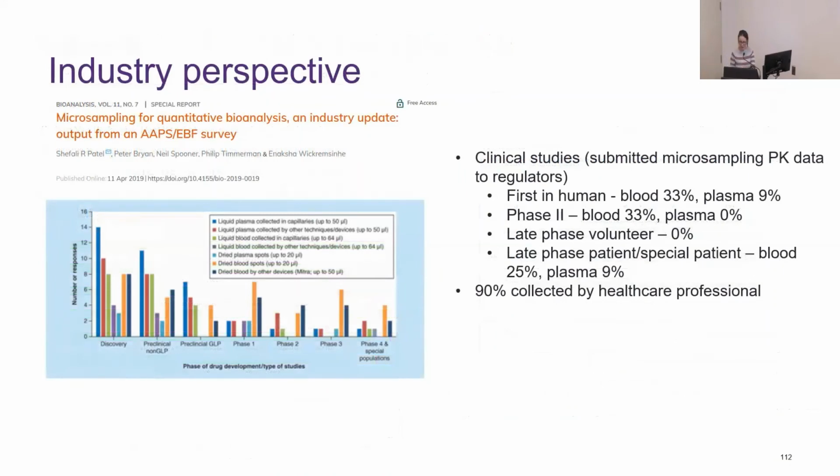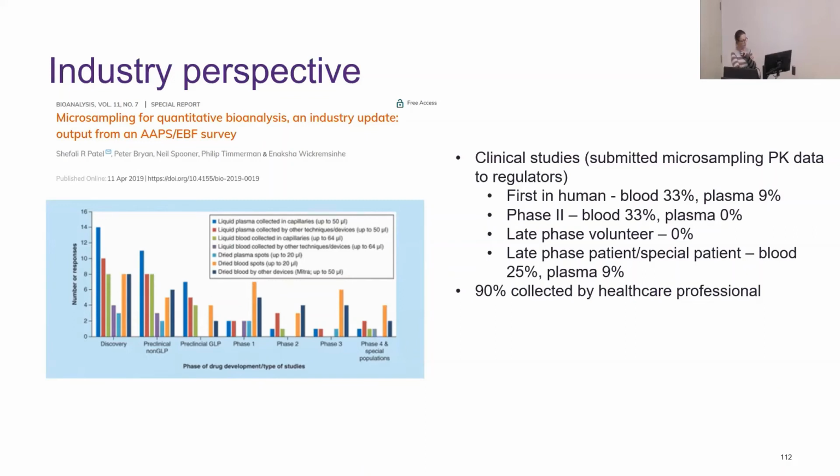I also thought I'd share the industry perspective. This is a report that came out just in 2019. It was a survey that went out to the American Association of Pharmaceutical Scientists and the European Bioanalysis Forum. 39 organisations responded. 46% were large pharma, 18% small pharma, 26% were clinical research organisations, and 5% biotech. 59% of respondents worked in the clinical area.